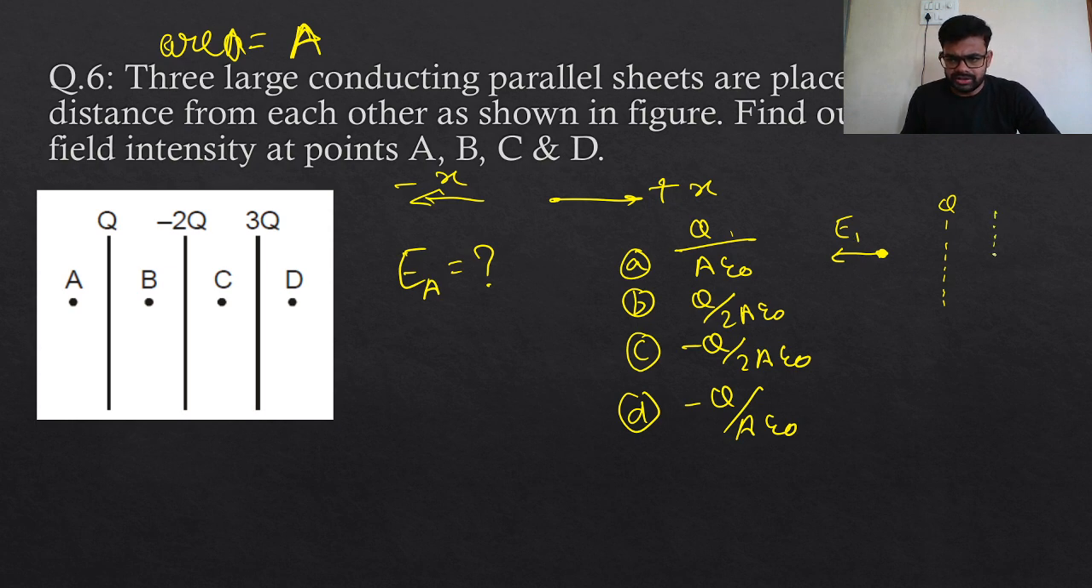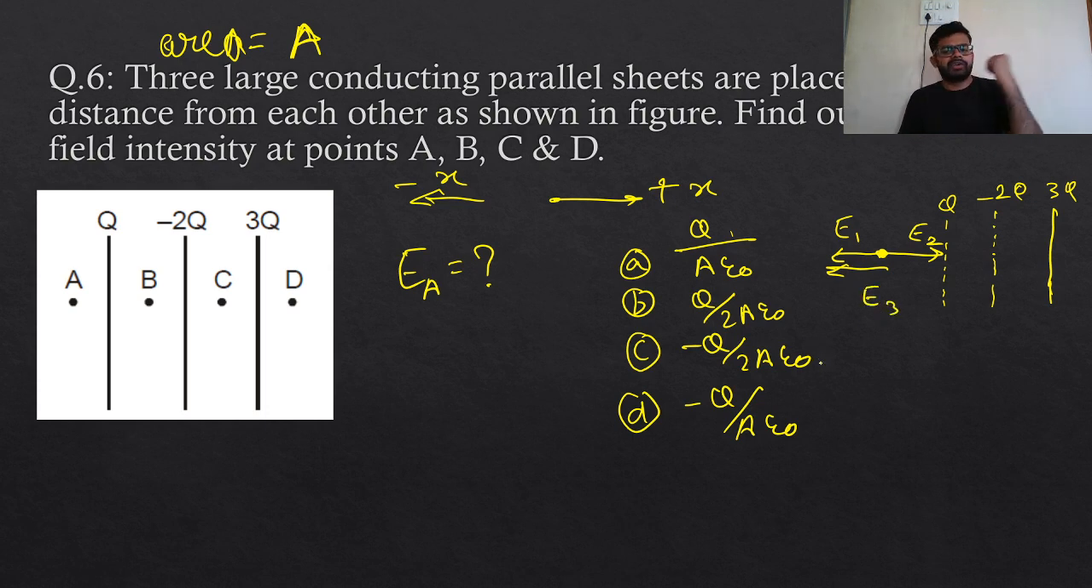Next, here is the second plate, and that has minus 2Q charge. Because of negative charge, the field will be towards the plate, so E2 will be in this direction. And the third plate is 3Q, a positive charge, so the field will be away from the plate. So E3 will also be in this direction. E1 and E3 are in negative x direction, so they will be negative, and E2 will be positive.